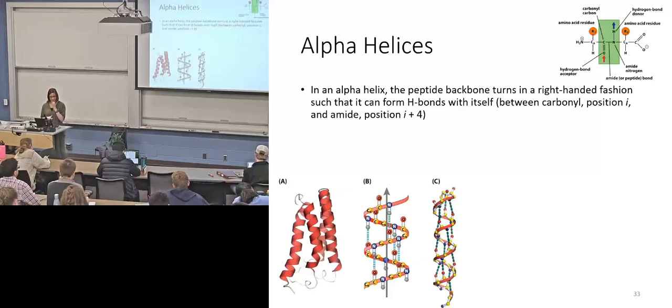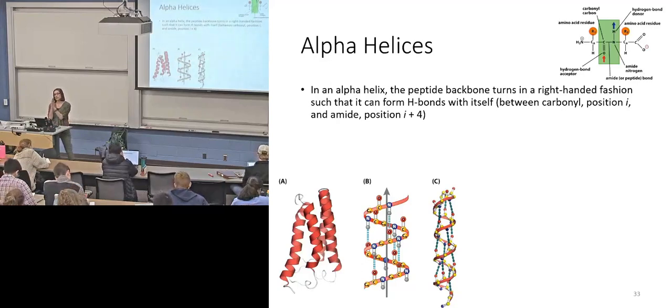So first we'll talk about alpha helices. In an alpha helix, the peptide backbone is turning in a right-handed fashion such that it forms H bonds with itself between the carbonyl in, if you have an amino acid in a position, let's call it I, it's going to make an H bond with the amide group on the amino acid that is I plus 4 positions away.